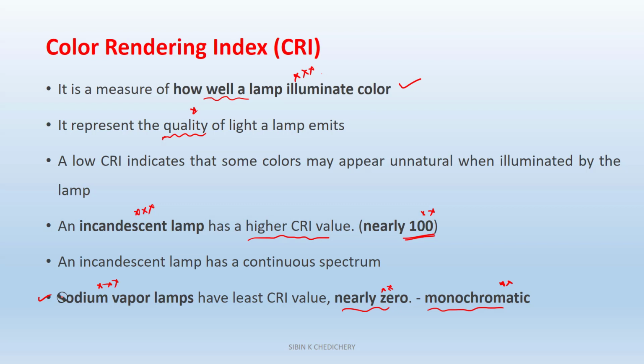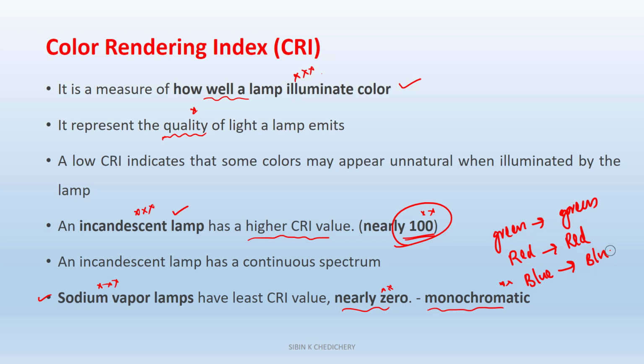Then what do you mean by a CRI value of 100? When you illuminate a place using an incandescent lamp, you will get the real color of the objects. That is, a green object will appear as green, a red object will appear as red, a blue object will appear as blue, likewise a white object will appear as white. The natural color will be illuminated by this incandescent lamp.